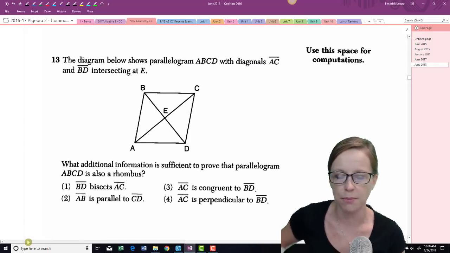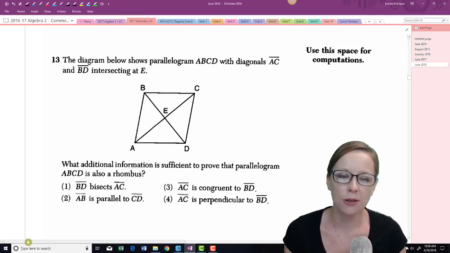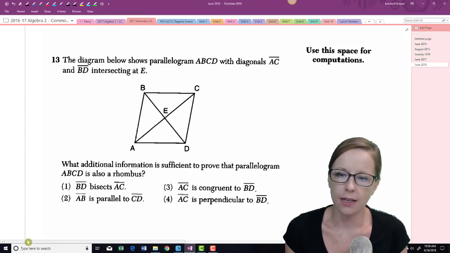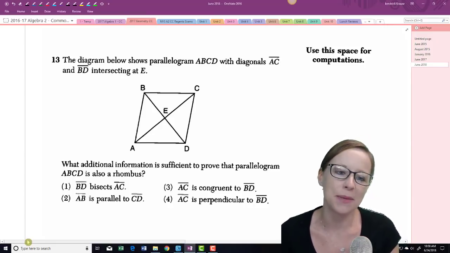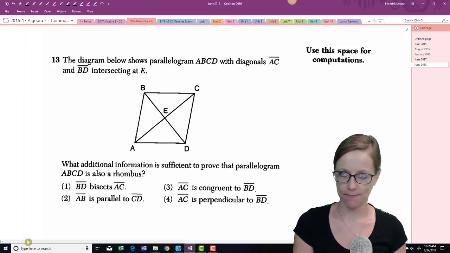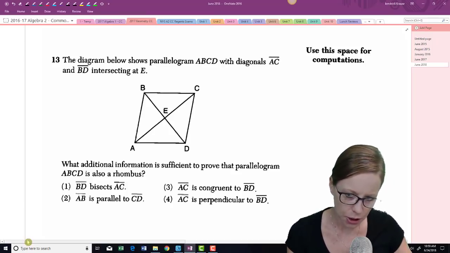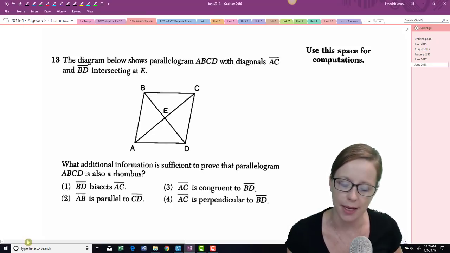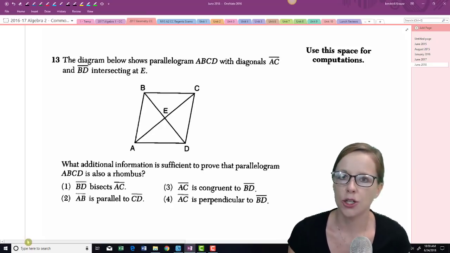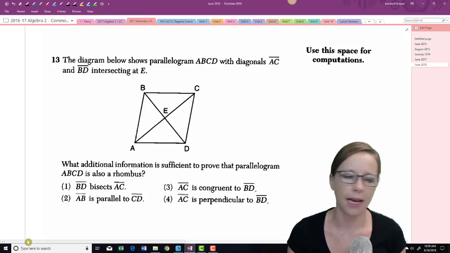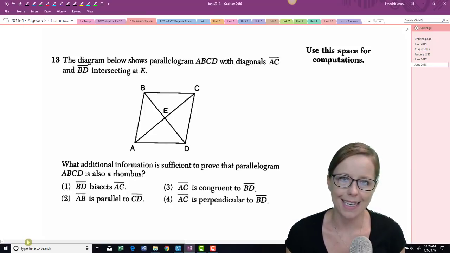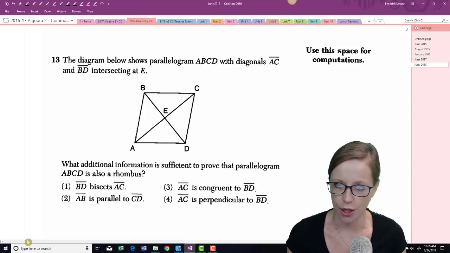All right, beautiful. So the diagram below shows a parallelogram with diagonals AC and BD intersecting at E. What additional information is sufficient to prove that the parallelogram is a rhombus? So what do we need to know? Well, if it's a rhombus, the sides are congruent. The special thing about a rhombus is that the diagonals are perpendicular.